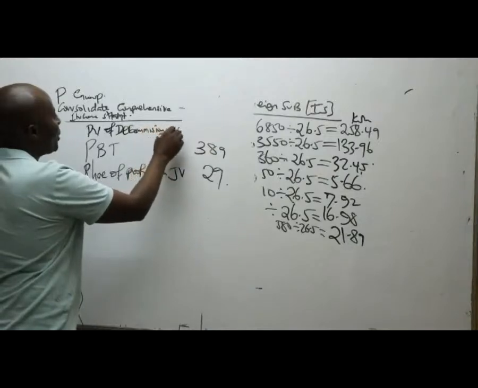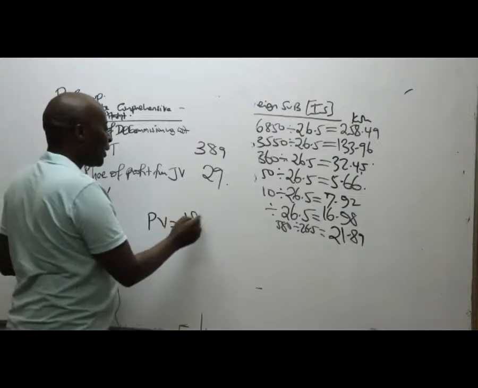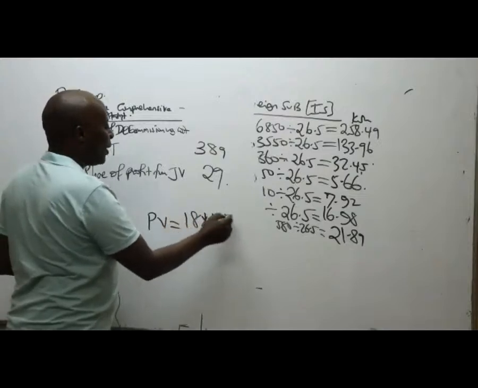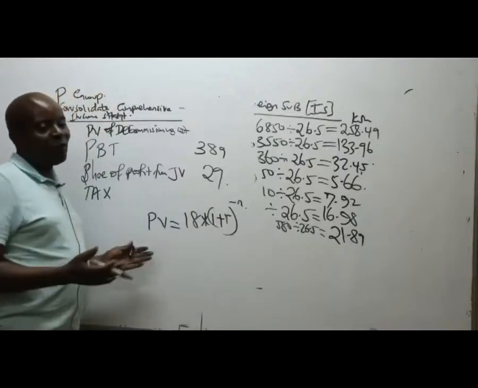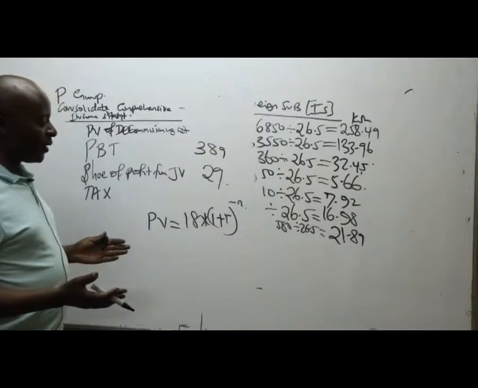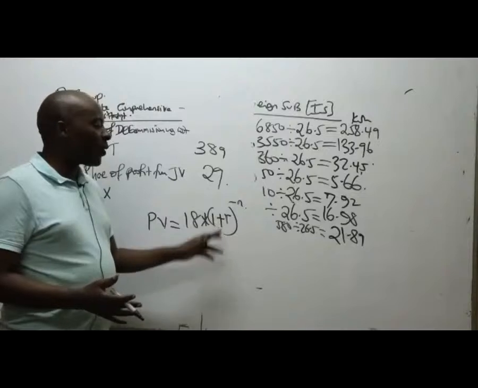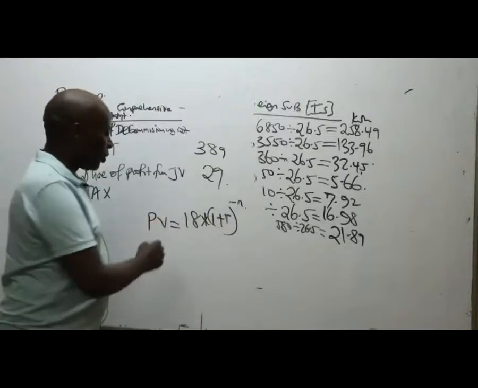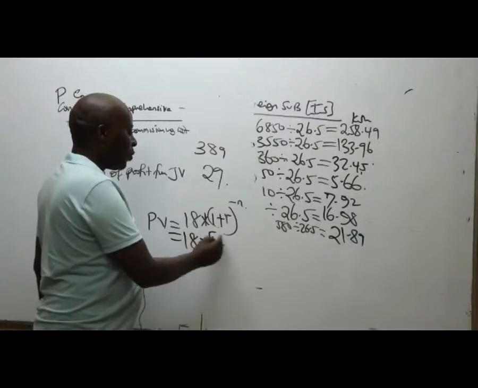Decommissioning cost. How do we get present value? To get present value, I will take that 18 times 1 plus r raised to negative n. This is pure finance. Because it's a lump sum figure, I will use this 1 plus r raised to negative n. So this one here will be 18 times, into bracket, 1 plus r.